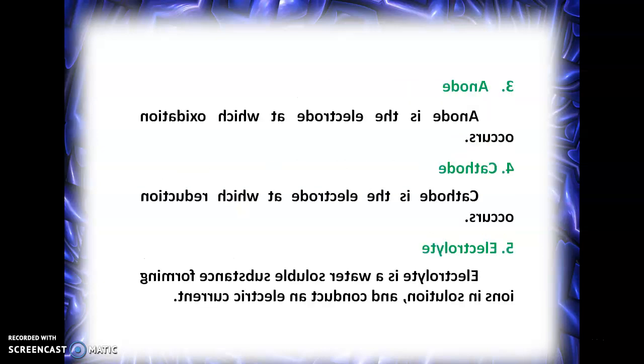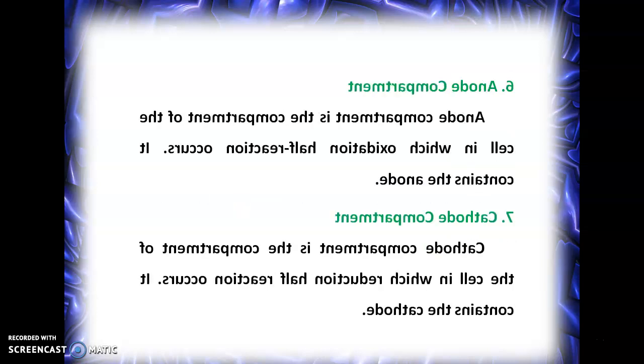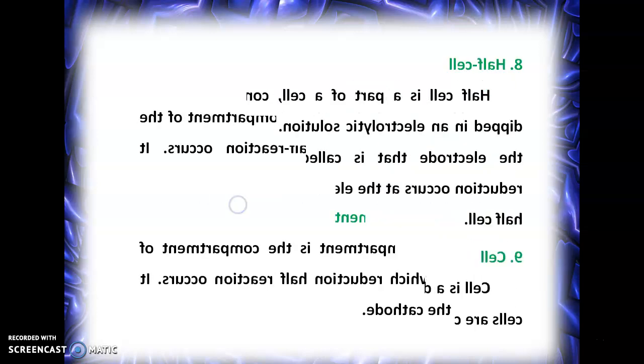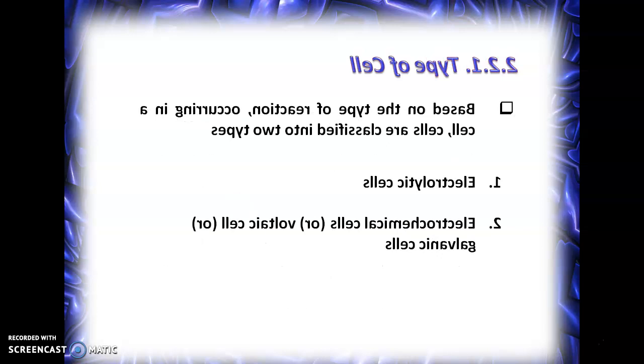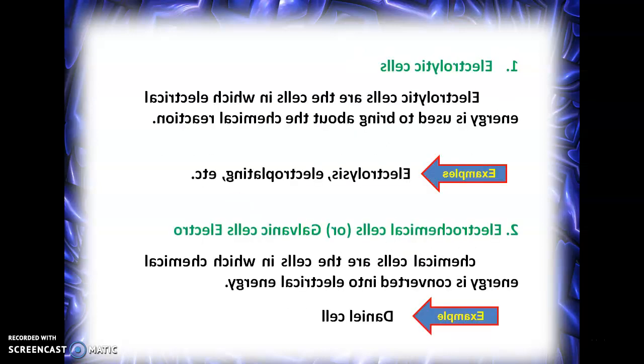So various cell terminologies are there: anode, cathode, electrolyte, anodic compartment, and cathodic compartment. And then various cells. Cells are of two types: electrolytic cells and electrochemical cells. Then electrolytic cells are the cells in which electrical energy is being used to bring about a chemical reaction. Example: electrolysis, electroplating. Electrochemical cells are nothing but galvanic cells, in which the chemical energy is converted into electric energy. This is the reverse of the electrolytic cells.